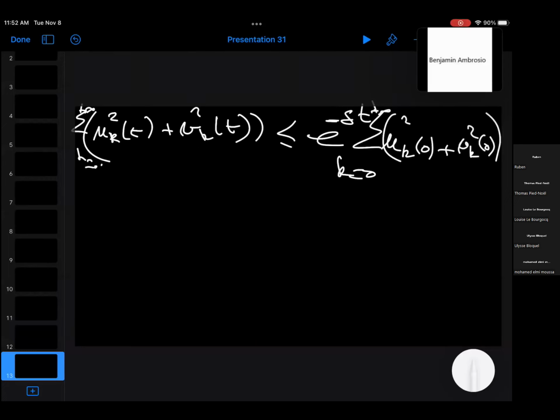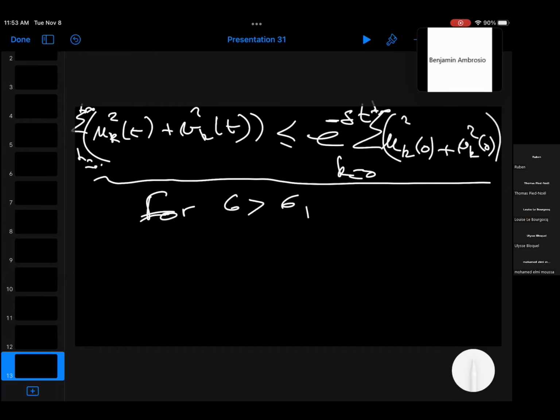So what I would like you to do for the next week is to try to prove this thing. So if we have this thing, for sigma greater than sigma 1, then we got the result. So I want to go through the details with you and prove this thing.